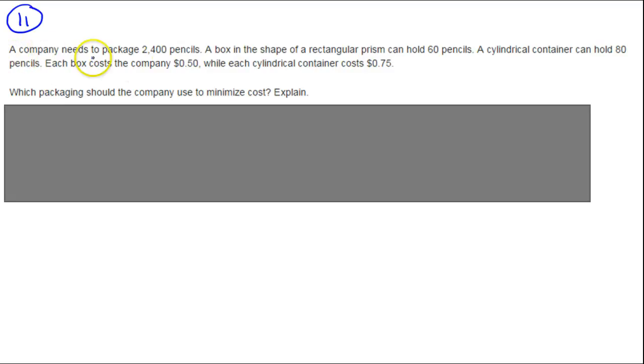Okay, a company needs to package 2,400 pencils. A box in the shape of a rectangular prism can hold 60 pencils. A cylindrical container can hold 80 pencils. Each box costs the company 50 cents, while each cylindrical container costs 75 cents. Which packaging should the company use to minimize the cost?